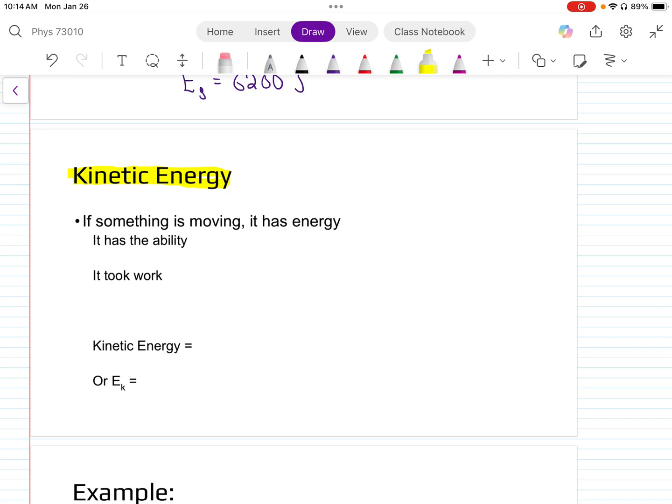Anything that's moving has the energy. It has the ability to do work on something it bumps into. It has the ability to put a force on, has the ability to push something around if it bumps into something. Energy also ties into work. In this way, it took work to get it moving.